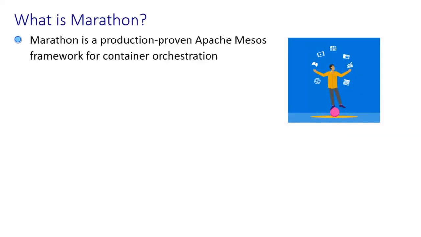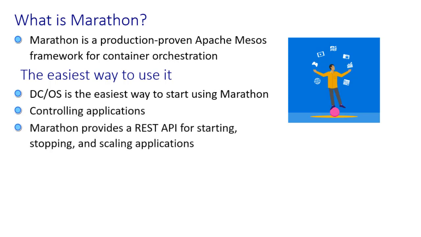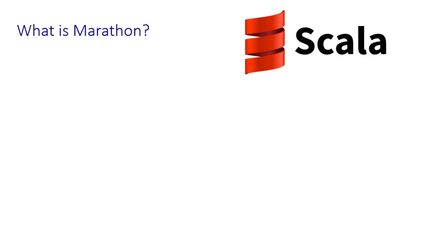Marathon is a production-proven Apache Mesos framework for orchestrating containers. And the easiest way to use it is the way we're going to use it inside of DCOS. It essentially controls applications. It has a REST API that allows us to start, stop, and scale applications. Now it can do either containerized or non-containerized applications. Let's keep the discussion about what Marathon exactly is.